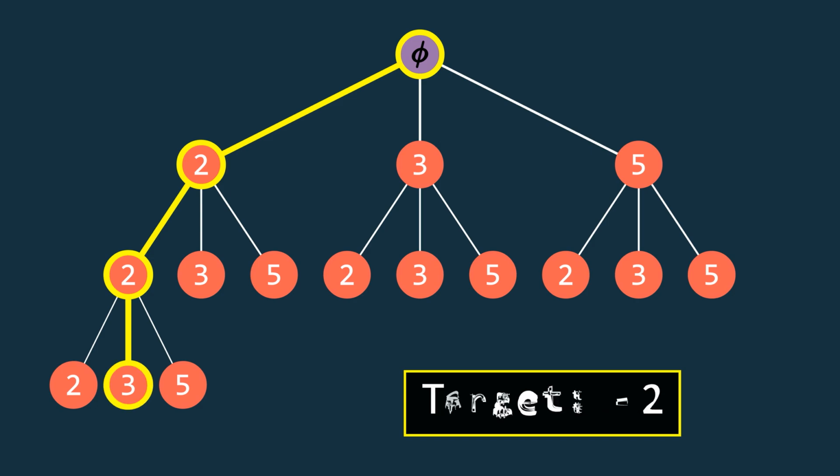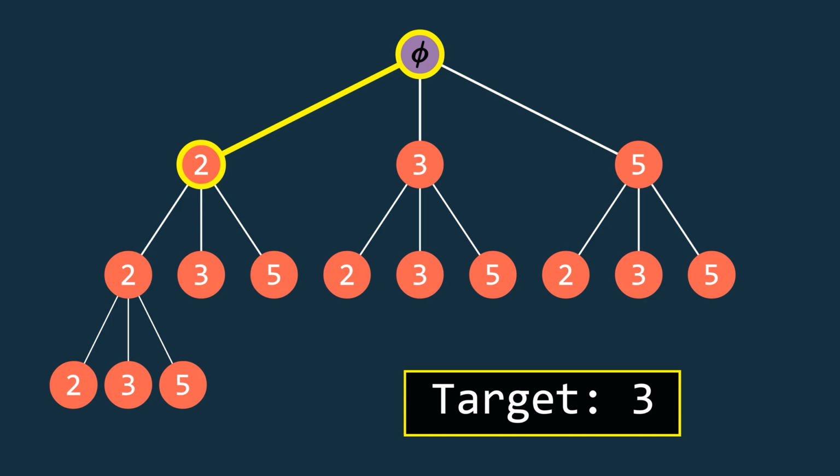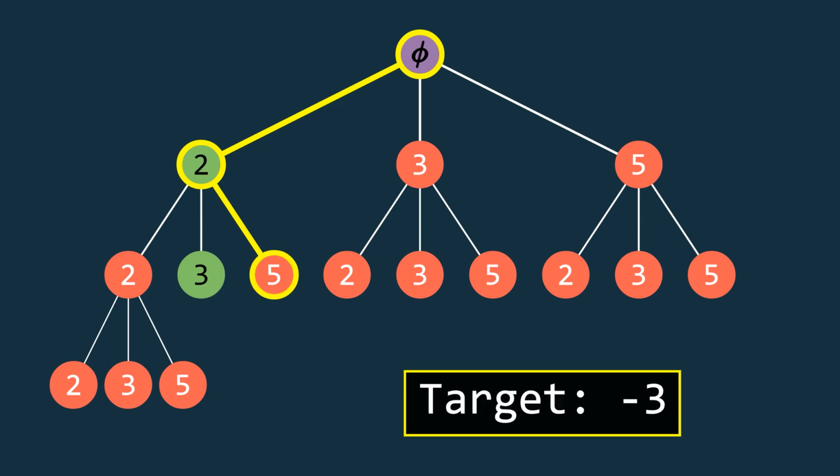So we backtrack and check other branches. If these branches also lead to a negative target, we backtrack again. This time we choose the node with the value 3. Now the target becomes 0, which means this is one of the solutions. So we color this path green and we backtrack again to explore more solutions. But here we encounter negative target values, so we continue backtracking.